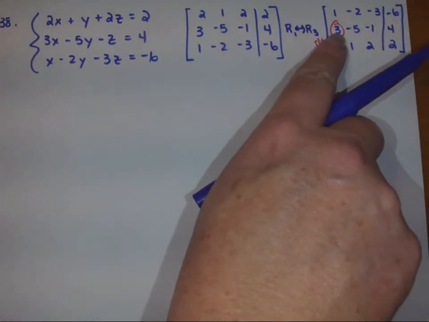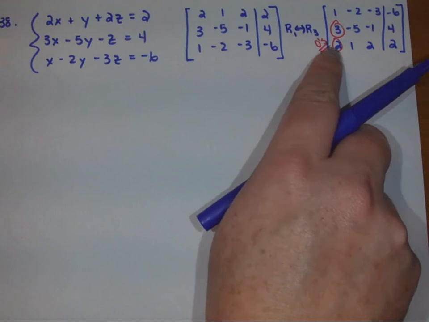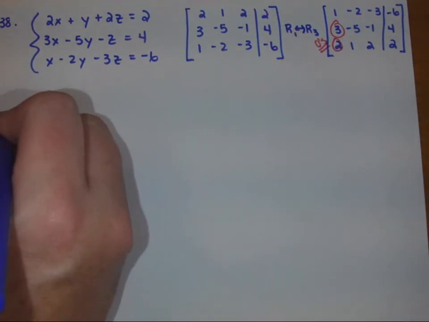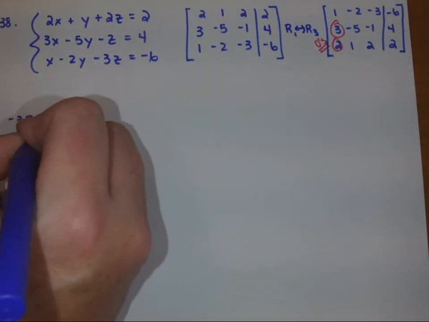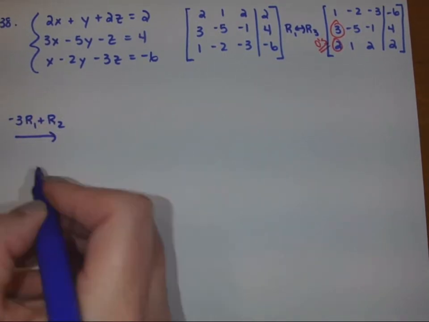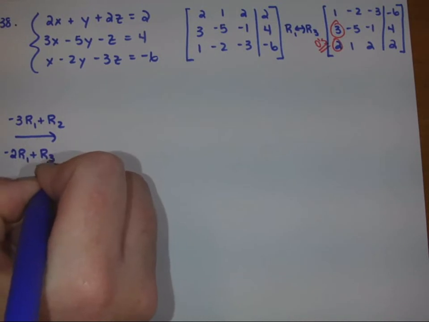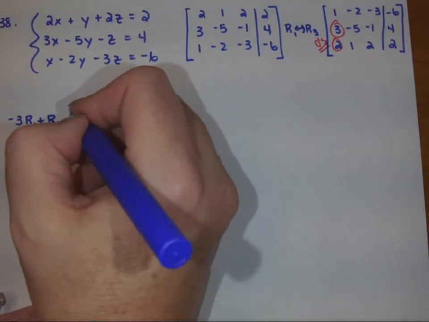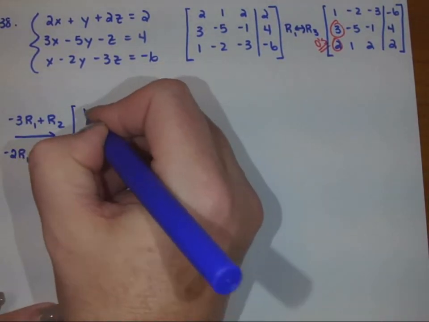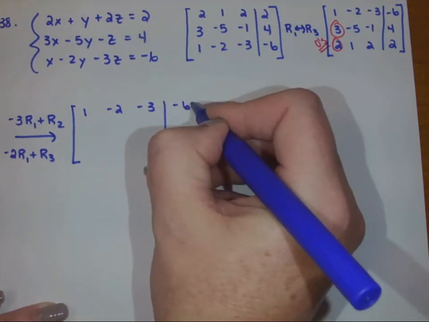So I want to add negative 3 to make it a 0. I want to add negative 2 to 2 to make it a 0. So I'm going to have 2 instructions. It's going to be negative 3 times row 1 plus row 2 to change row 2 to the 0. And then I'm going to have negative 2 times row 1 plus row 3 to change row 3 to a 0. Notice that row 1 is not listed second for either one, so it is not being changed.